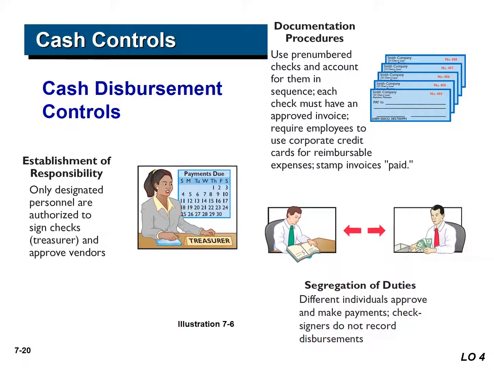Cash disbursements controls are very similar. Establish responsibility. Only designated personnel can sign the checks, normally a treasurer. We make sure they're properly documented, so that, for example, the checks are pre-numbered. And we want to segregate duties. Those are pretty much what you want to do in cash all the time: establish responsibility, document the procedures, and segregate the duties.